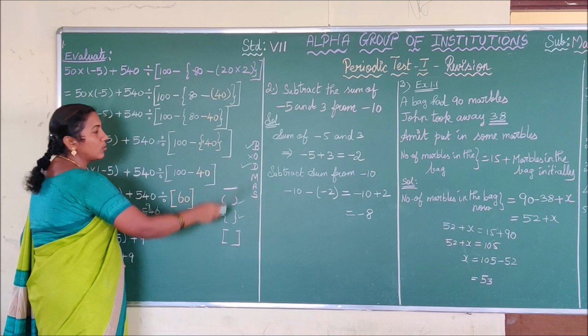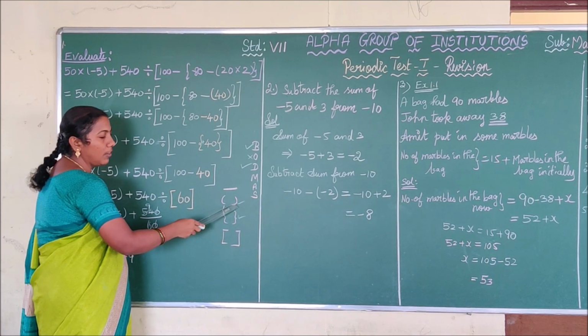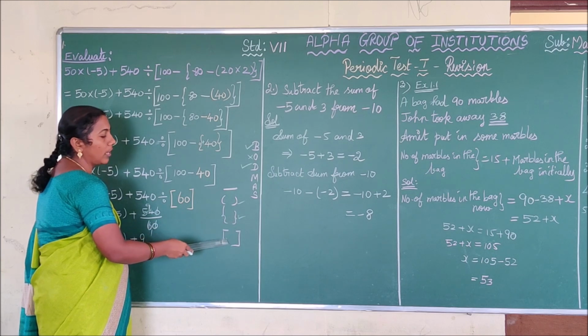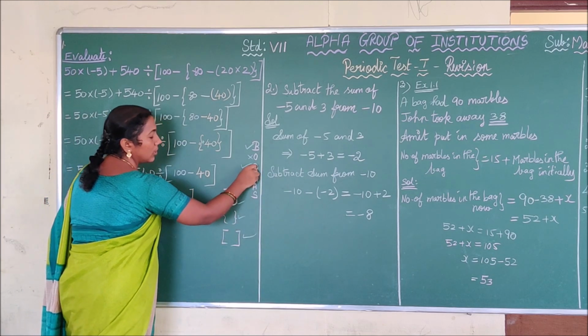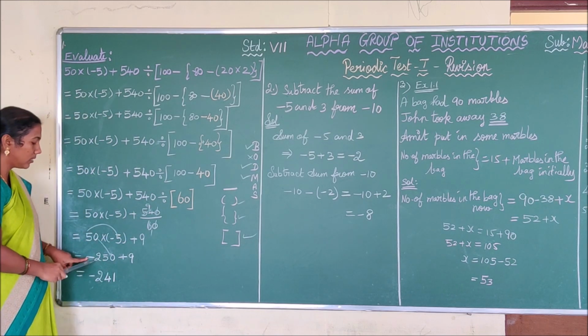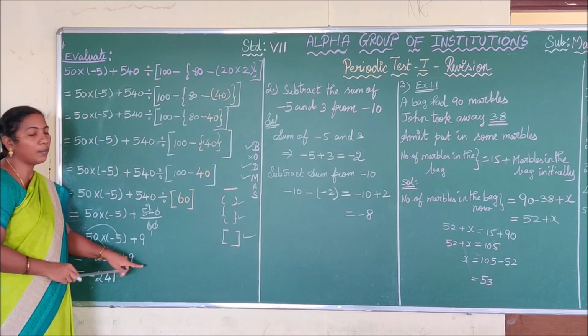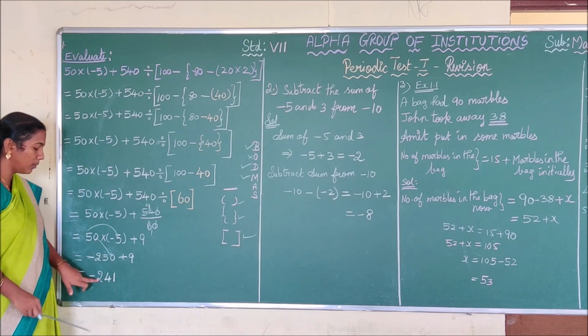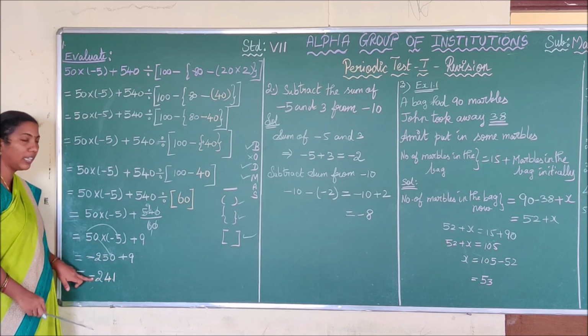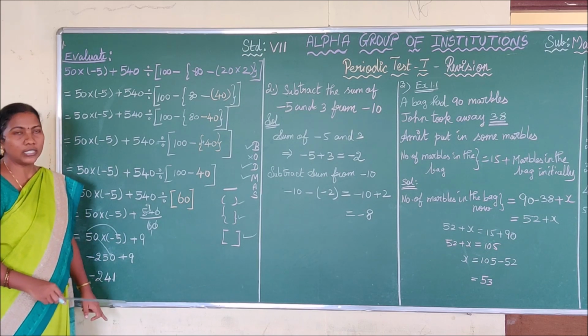As per the BODMAS rule, first we have evaluated the bracket, and by the bracket rule, first we evaluated the simple and then curly and then square. Next we go to the division and then we also completed the multiplication. Next we have the integers minus 250 and plus 9. As per rule 2, you have to subtract the smaller number from the larger number. You get 241, and the 241 gets the symbol of the larger number. Thus we have minus 241 as the answer.